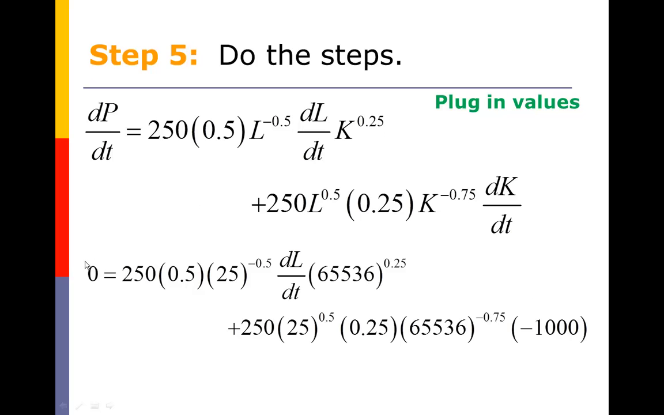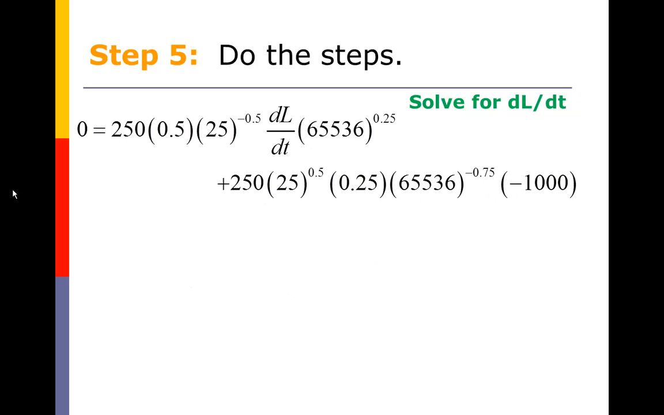The 0 over here in front was because we're maintaining production level. It's not because we're finding a max or min. That was a different type of problem, that's optimization. What we're doing here is we're just going to solve for dL/dt, but dP/dt was equal to 0 in this case. Sometimes that can be equal to another number. It doesn't have to be 0. And so that's what we're playing with right now.